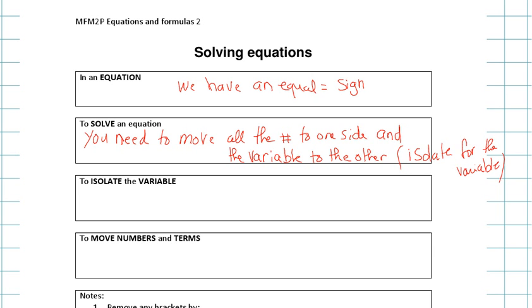Okay? So remember that in an equation we have a variable which is a letter, right? And we have numbers, which is like, let's say x plus 5 equals to something, right? So that 5 is the number. So you want to move the numbers all to one side, and you want to move the letters all to the other side, and then try to isolate for that variable. Okay?